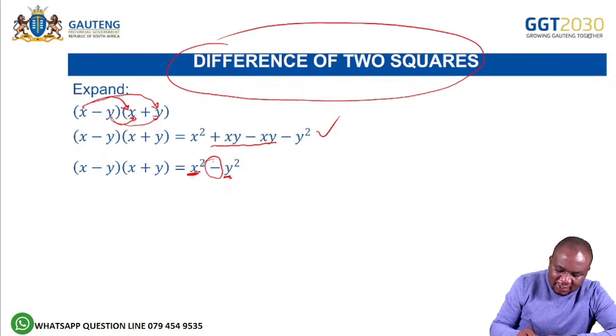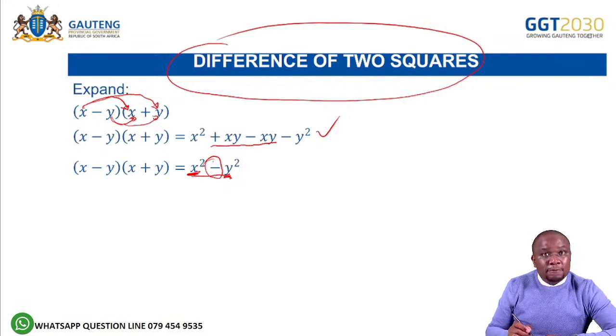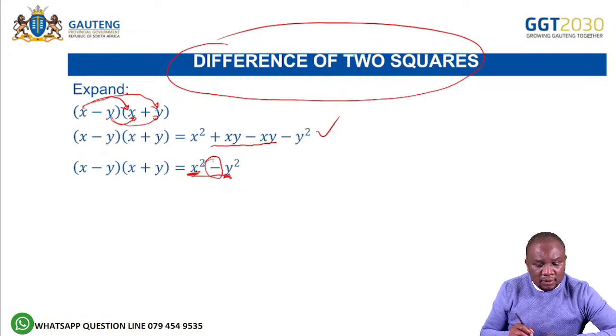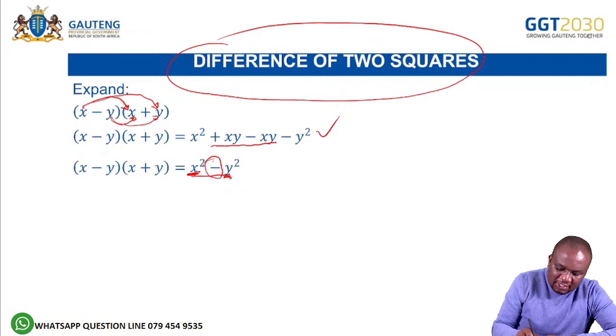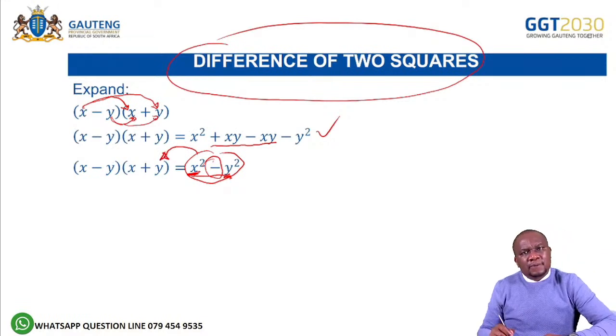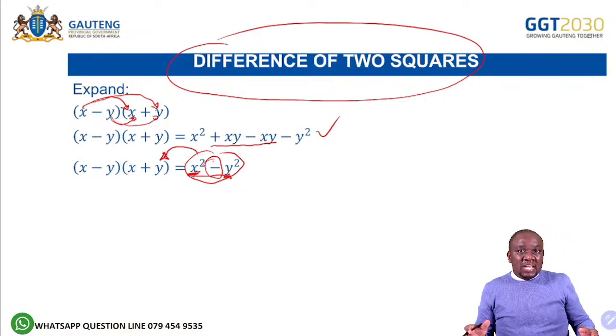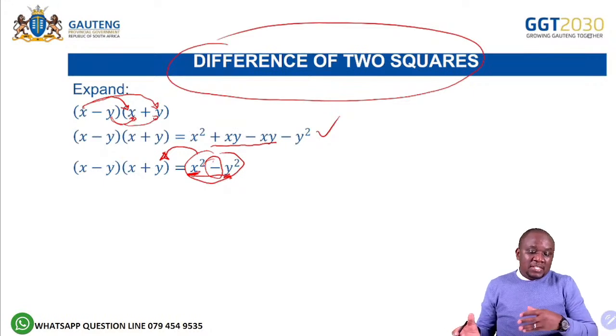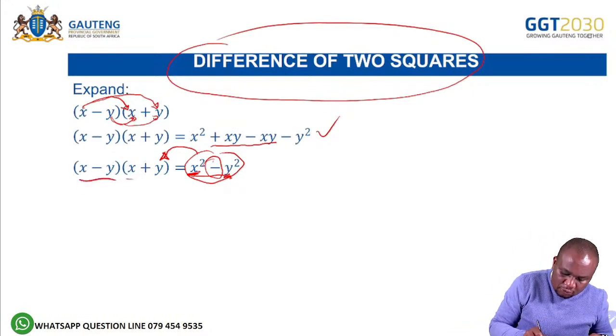So when given the difference of two squares, you should be able to factorize that. And then we are moving from the difference of two squares to the factors. That's how we factorize the difference of two squares. Remember, these two brackets are the factors.